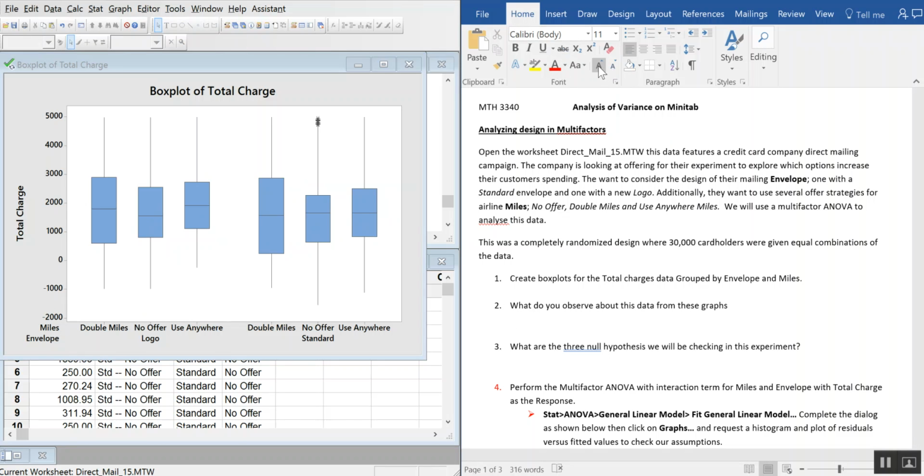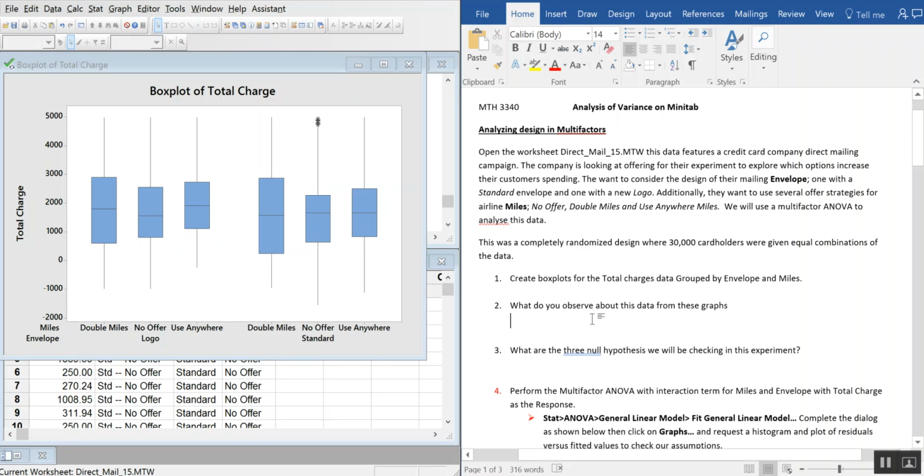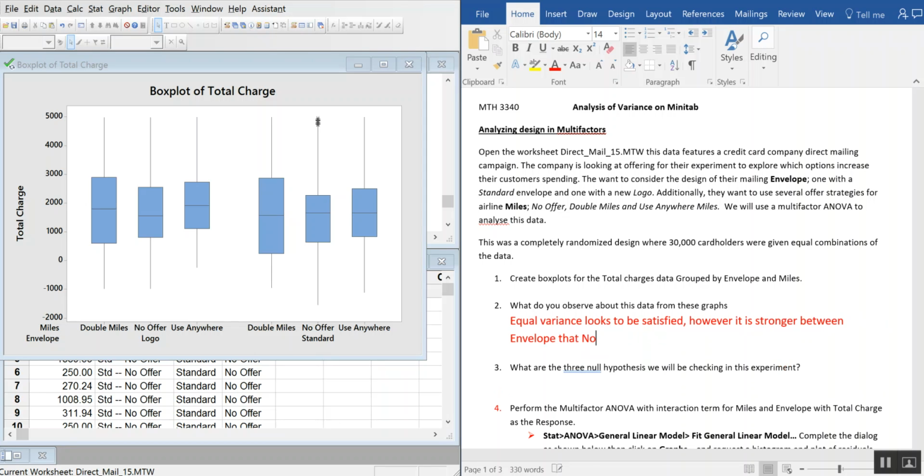However, it looks like it's better within groups than it does between the groups. So let's see. Equal variance looks to be satisfied. However, it is stronger between, I would say, envelope than miles, because the mileage groups do look slightly different.